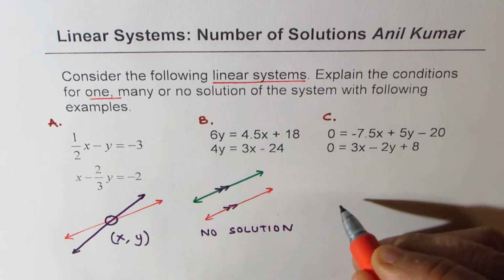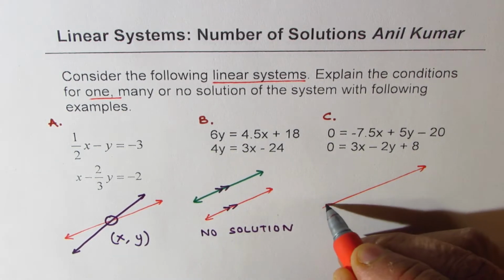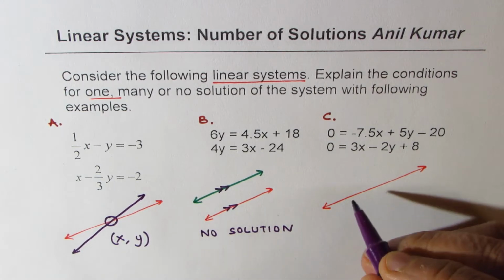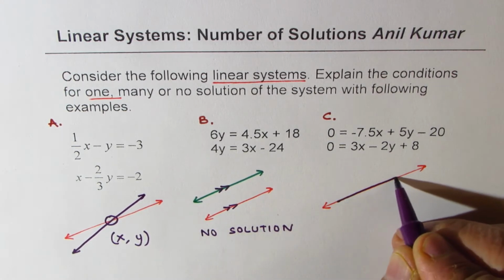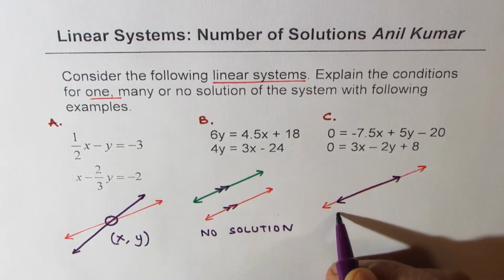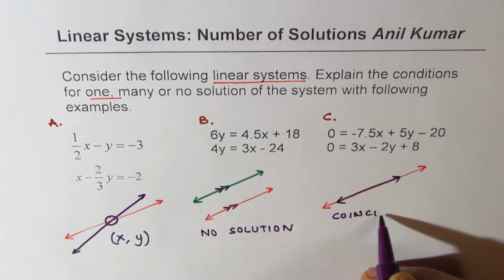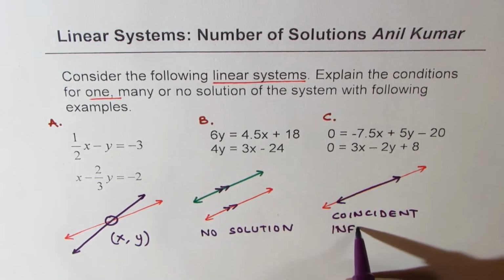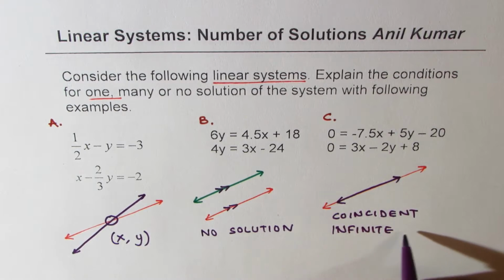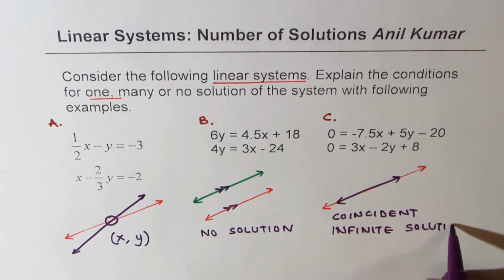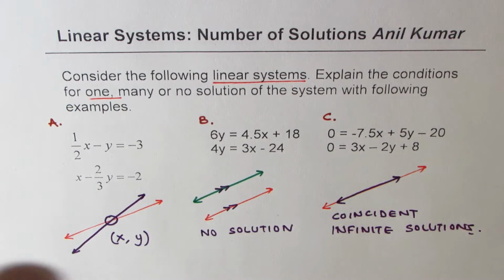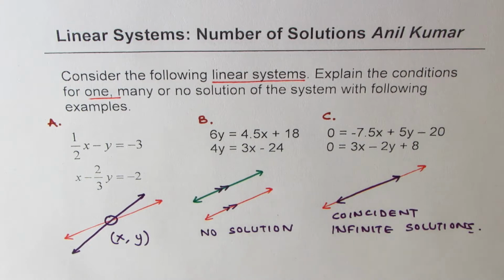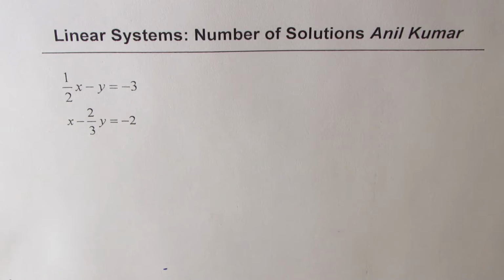Now there could be a condition where the lines could be overlapping, right? So that is to say that one line is coincident over the other, right? So we have coincident lines. So in this case, we have infinite solutions. So let's try to solve the given linear systems and figure out how many solutions we have for each given system. Now let us solve these systems one by one.